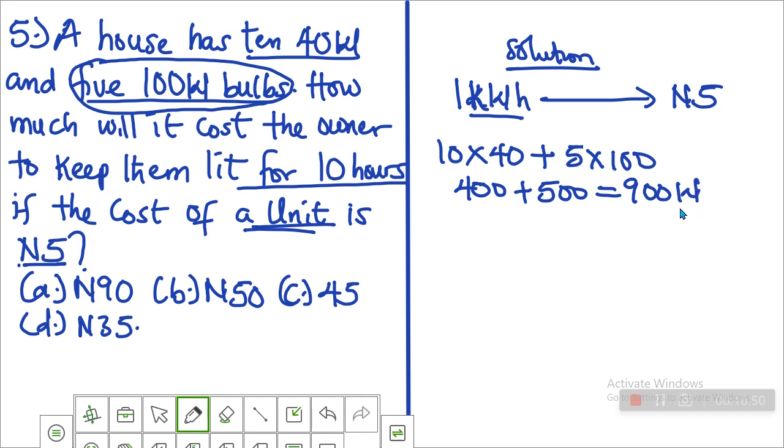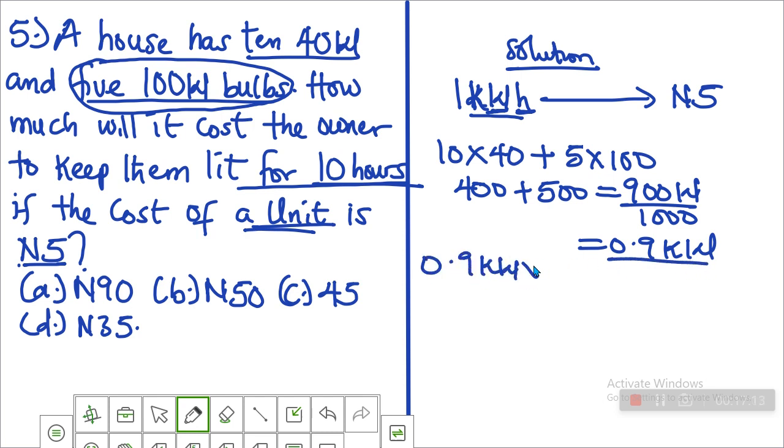I hope you understand. So we've gotten watts, so it means we still need hours, and we need to convert this watt to kilowatts. To do that, we divide by 1000. So that will be 0.9 kilowatts. So now we've gotten kilowatts, so we need to get kilowatt hour. We multiply this by the hours. It's now 0.9 kilowatts times 10. That will be 9 kilowatt hour.